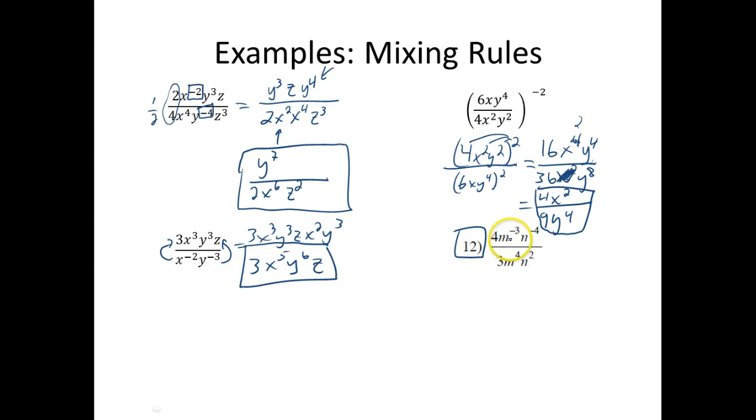So if you look at number 12, let's see what we can do here. Remember those negatives, those are going to flip both of these to the opposite part of the fraction. So those are both going to go to the bottom. The 4, though, does not have any exponents. The 4 is going to hang out on top.